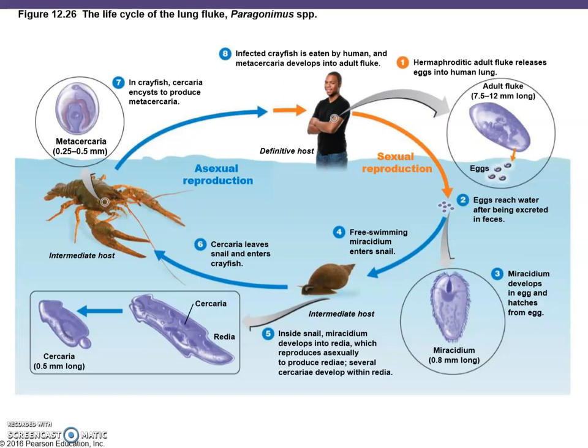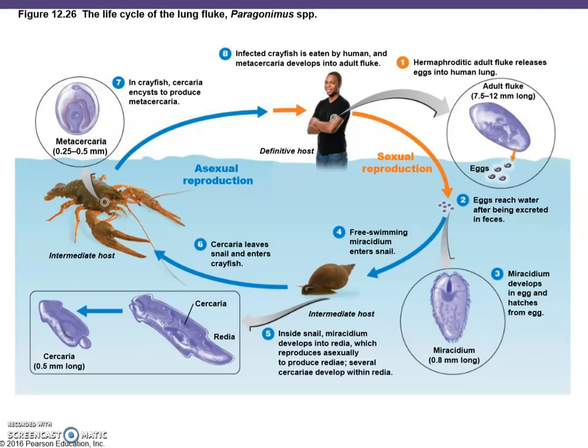Here's the life cycle of a lung fluke, in this case, Paragonimus species. They're fairly complex life cycles. In this case, we have 2 intermediate hosts, and then, of course, the definitive host. So let's start out here with number 1. There will be the adult living in a human lung. In this case, it's hermaphroditic, as you have seen.